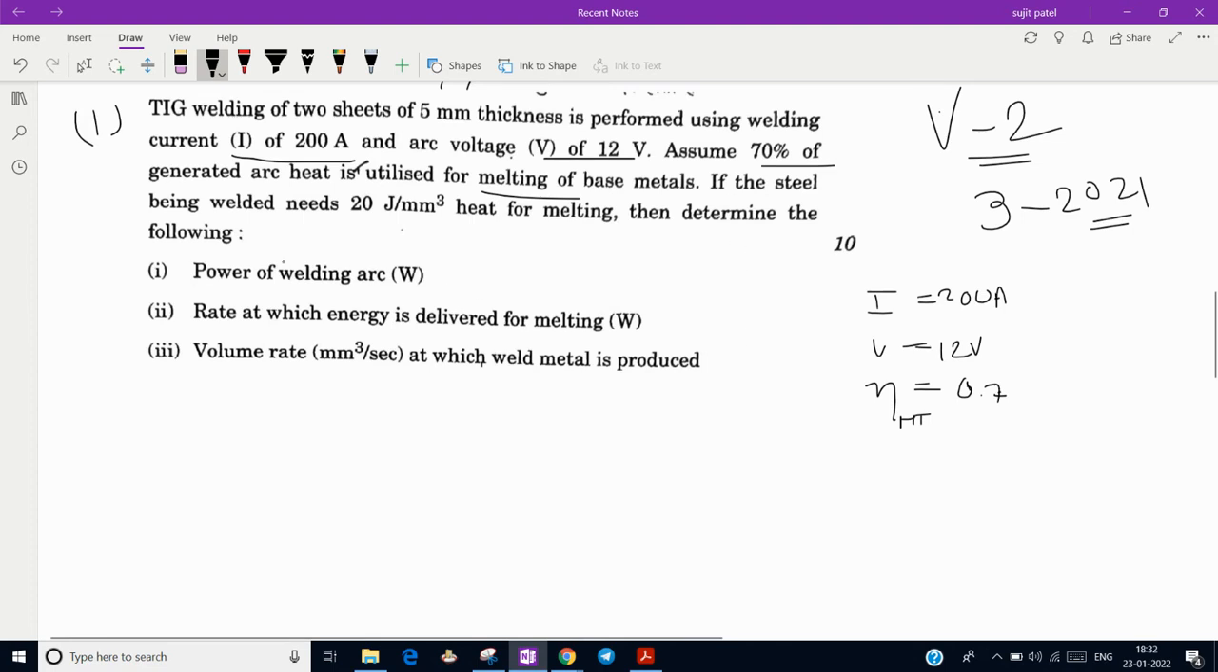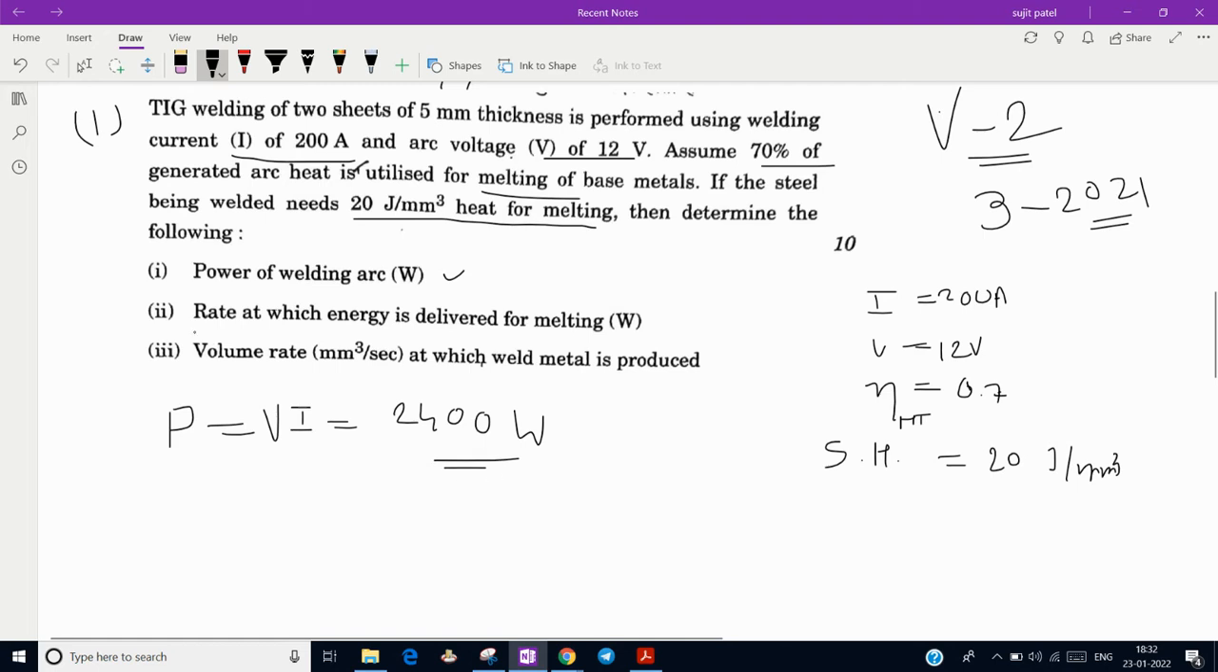And if the steel being welded needs 20 joule per mm cube of heat for melting, so specific heat is given as 20 joule per mm cube for melting. Then determine the following: power of a welding arc, rate at which energy is delivered for melting, and volumetric rate. So power of welding arc, P is equal to V into I. So simply put, 12 into 200, you will get 2400 watt. So this is the answer of the first.